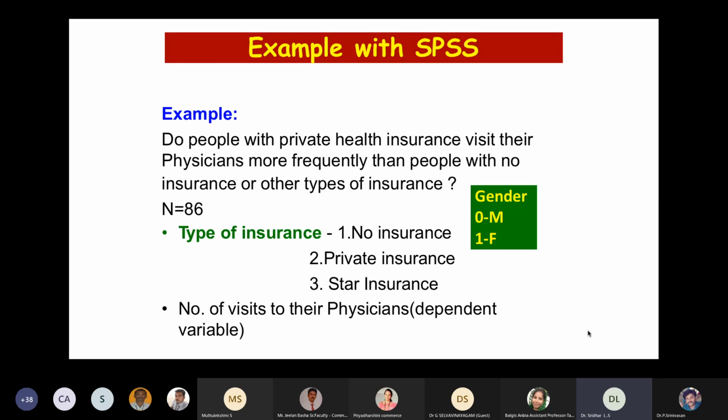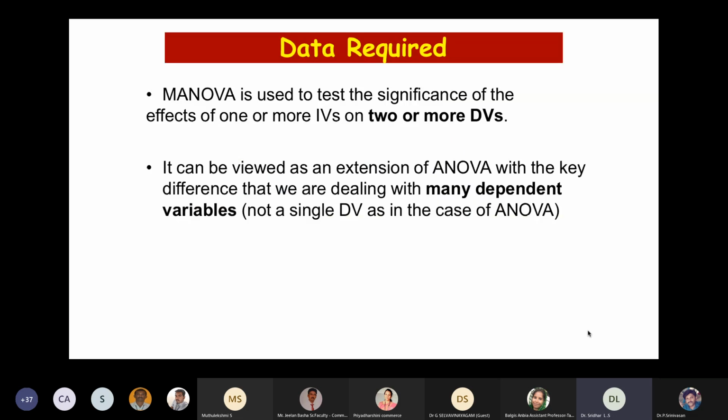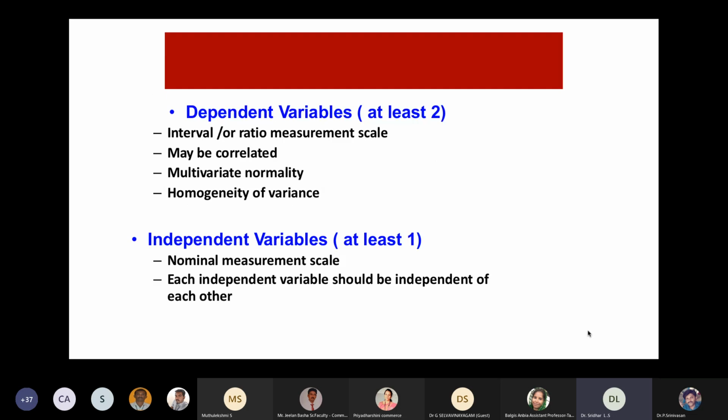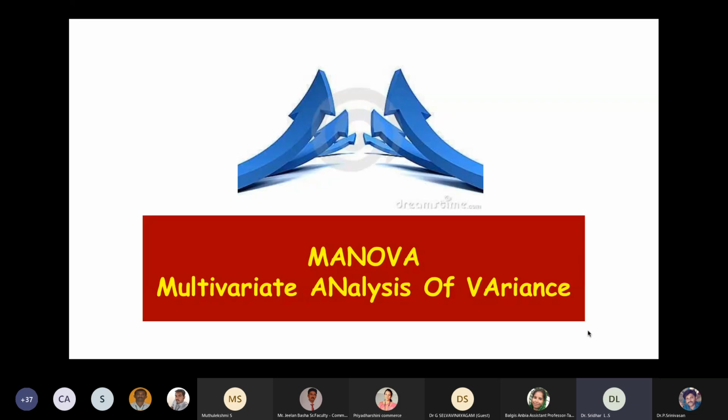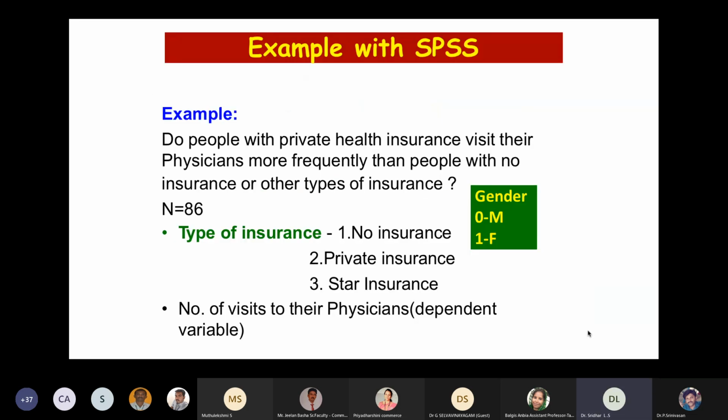For two-way ANOVA, you are taking one categorical variable, the type of insurance, private insurance, star insurance, and the number of visits. One is scale, another one is categorical. Remember that for two-way ANOVA, one should be categorical and one should be scale. Previous one, sir.